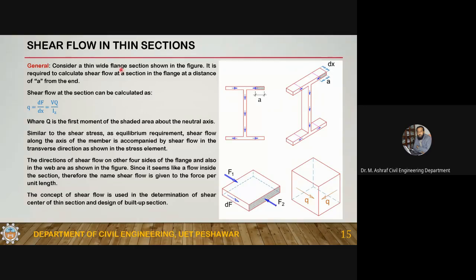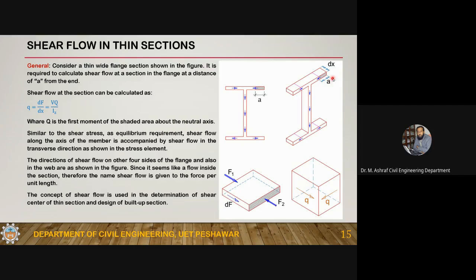Consider a thin wide flange section shown in the figure. It is required to calculate shear flow at a section in the flange at a distance a from the end. So I want to calculate, this is along the length of the beam. So I've taken a differential length. This is dx, and this is a length of phi naught.